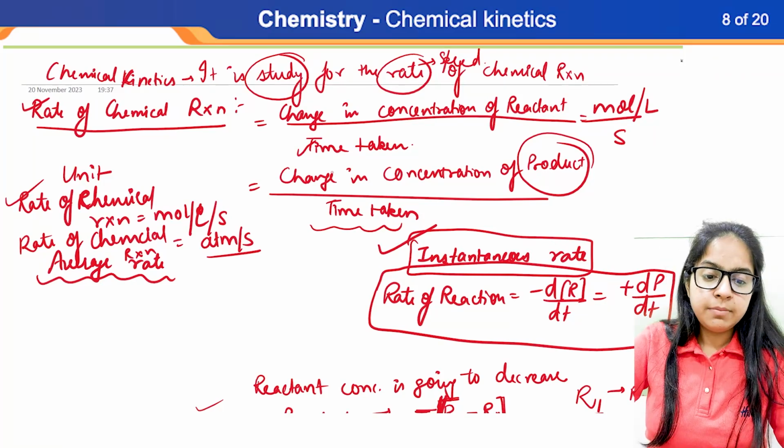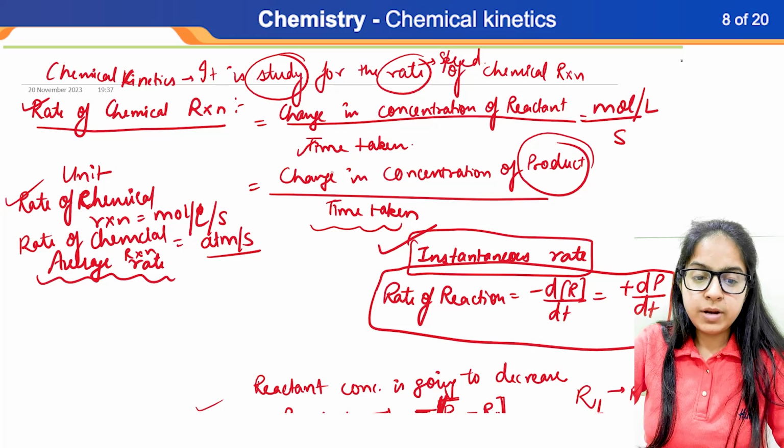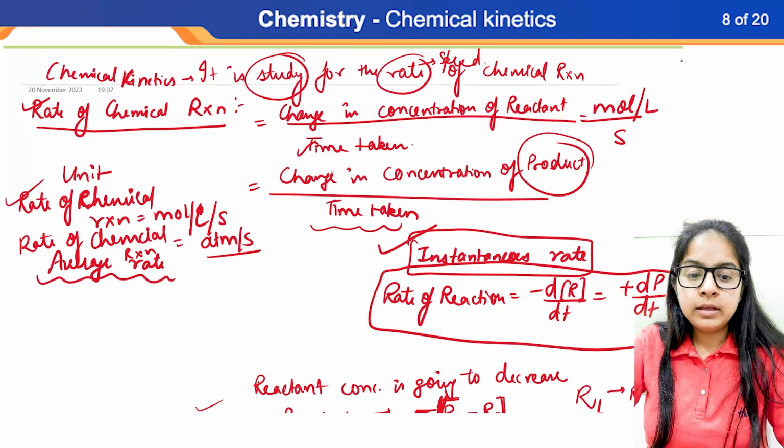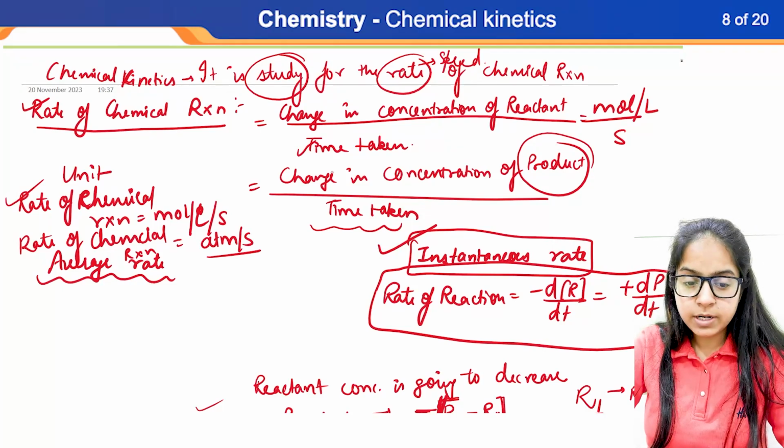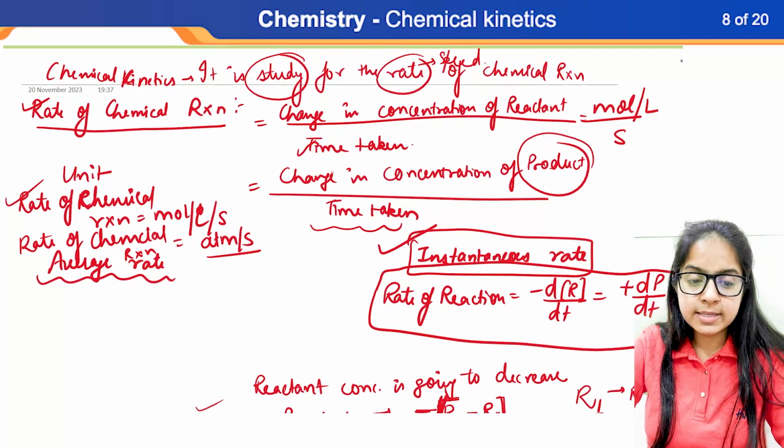Then the rate of chemical reaction, if it is in terms of pressure, then you need to write the unit as atmosphere divided by second.